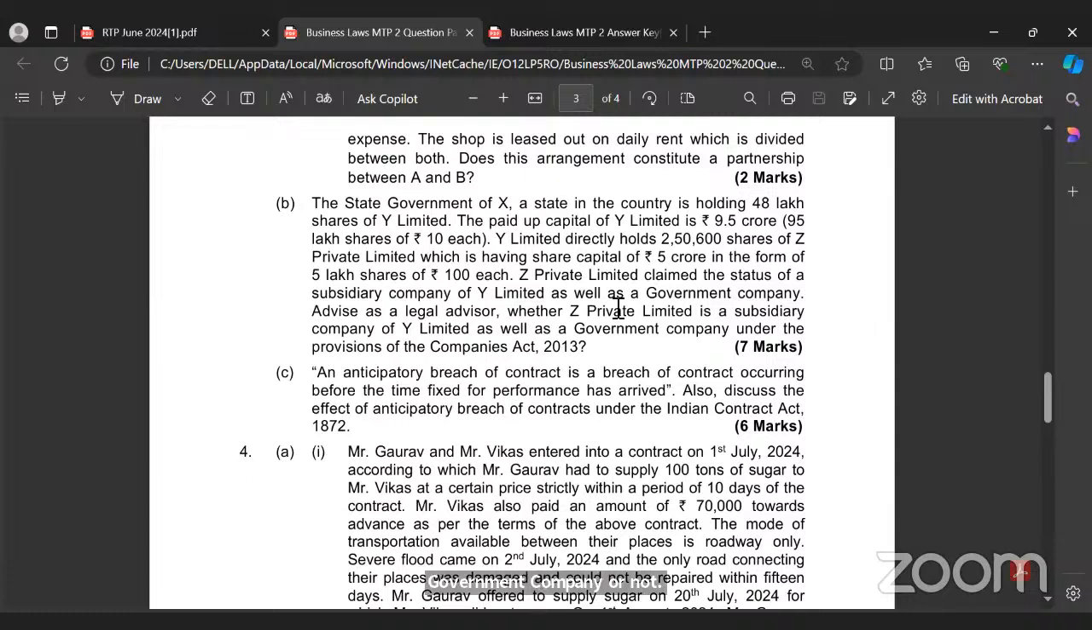Now tell how many shares X is holding in Y. So first we'll have to define a government company. Government company is Section 2(45), right? Where more than 51% of the share capital is held either with the central government or both the central government and state government. Now how much is X, the state government, holding in Y? X, a state in the country, is holding 48 lakh shares of Y Limited. The paid up capital of Y Limited is 9.5 crores, 95 lakh shares of rupee 10 each. Just do 48 lakhs divided by 95 lakhs. How much percentage has come? 50.5. Just missed. So since the state does not own more than 51% of Y Limited, remember, for a government company you have to have 51%.